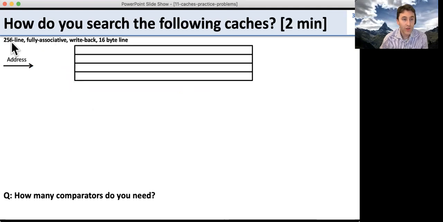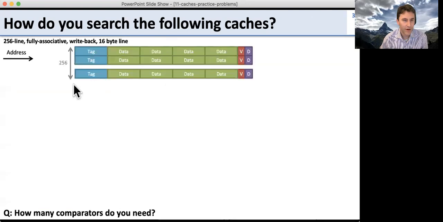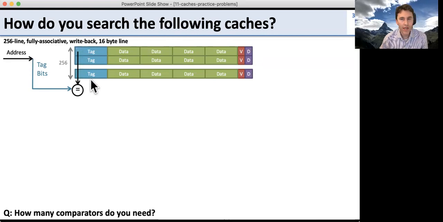Now go ahead and do this for the 256 line fully associative cache. All right, here's our 256 line fully associative cache. So how do we do this? Well, we've got our tag and we're going to compare all of the bits in the address. And why is that? Well, because it's fully associative. That means that any address can go anywhere in this cache. So we don't have any index bits to tell us where to look. We have to look everywhere since every address can be anywhere.